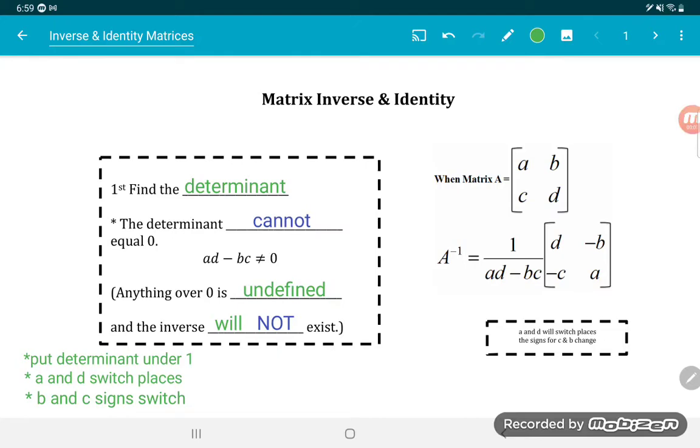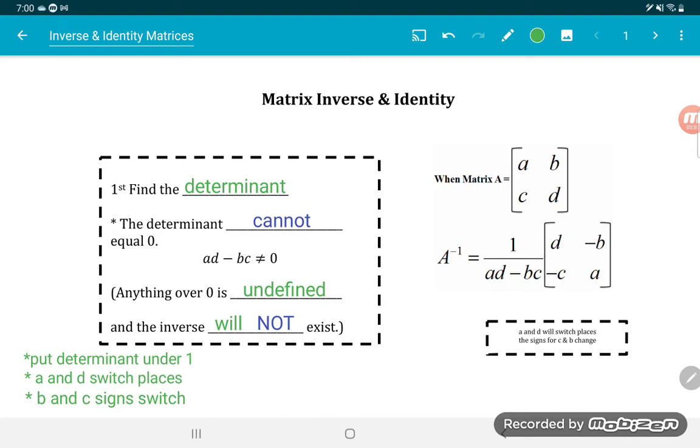In this video, we're going to talk about finding the inverse of matrices, and we're going to talk about the identity matrix. In the box on the left, it says first, find the determinant. The determinant cannot equal 0. So in this case, AD minus BC cannot equal 0. Anything over 0 is undefined, and the inverse will not exist.